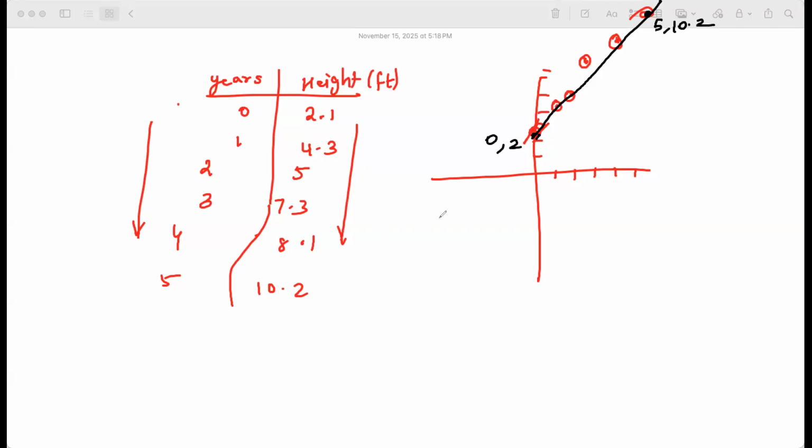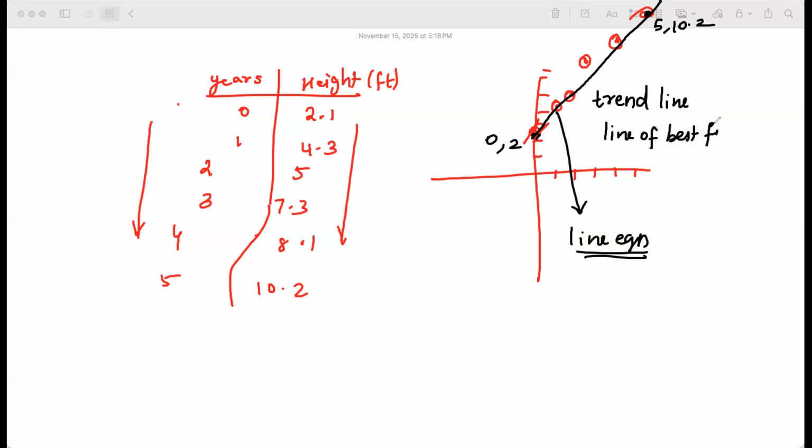If I want to find this line equation, that is a line or trend line, or I can call it the line of best fit. Line of best fit or trend line. How to write the equation of that line? Can you all tell me how to find the equation of that line? You guys know. How do I do it?